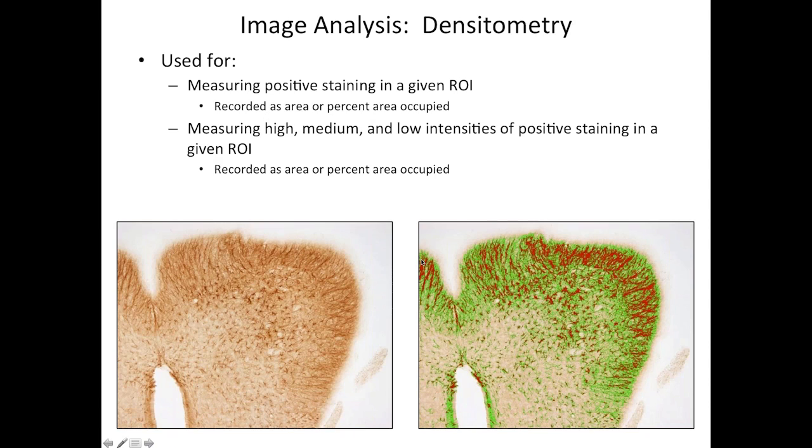And this is going to be recorded either as area in millimeters squared or as a percent area of the region of interest. And again, you can break down the total area of staining by intensity. So the green in this image represents all of the GFAP staining, while the red is representative of the more intense staining. So you can get a readout on both of those intensities.